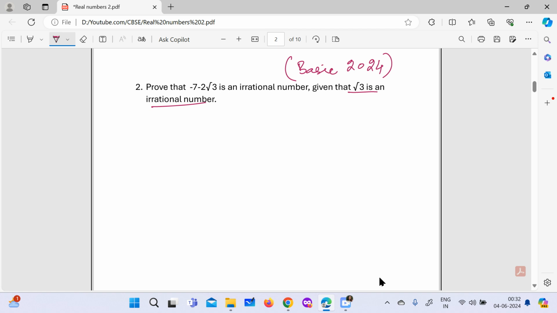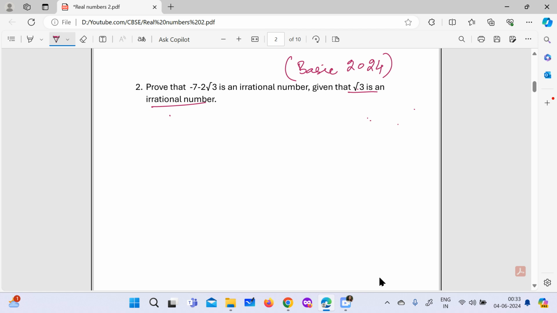Since it is already given root 3 is an irrational number, we will make root 3 the subject, like we will write it like this. We will get the equation here, and then this is given already root 3 is irrational, so whatever is equal to root 3, that will also be irrational. So this is the method we are going to follow here. Now see how do we do that.